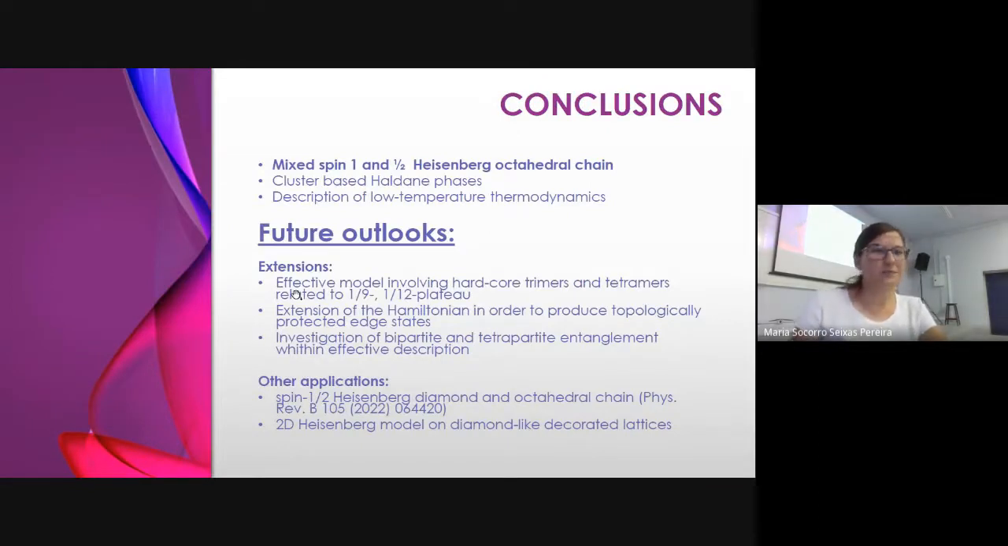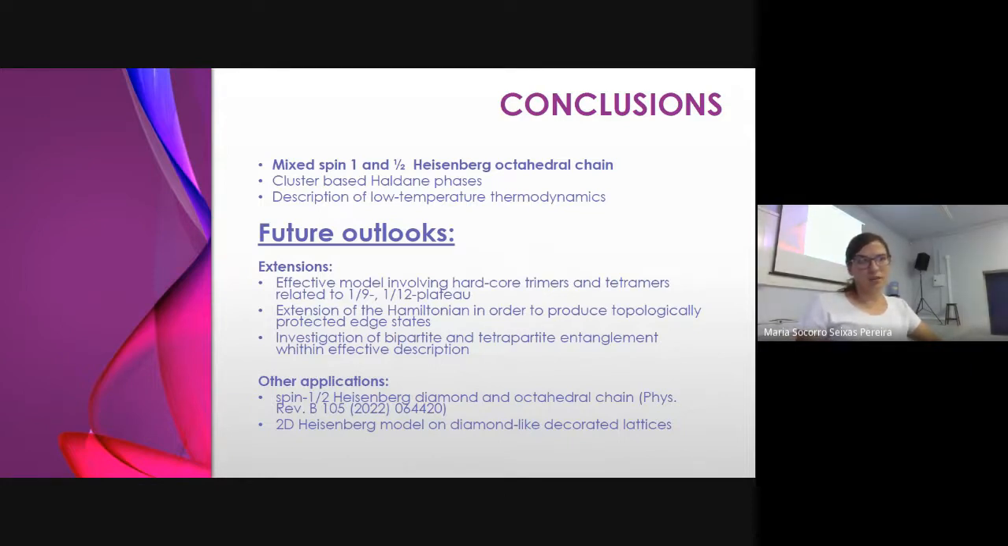Okay, let me conclude my presentation. So we have studied the mixed spin 1 and spin 1/2 Heisenberg octahedral chain, which has a rich ground state phase diagram, including cluster-based Haldane phases. And we have offered a description of low temperature thermodynamics through the classical lattice-gas model.